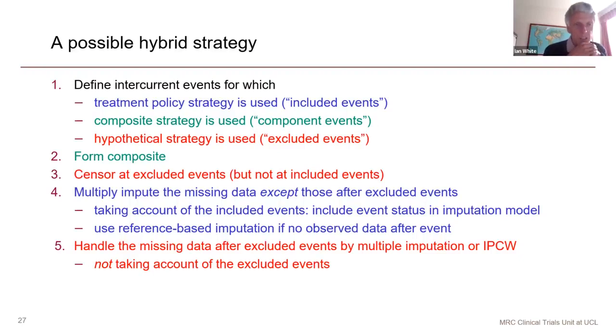And then multiply impute the missing data. As we've said, they're going to be in particular after included events. So you're going to have to take account of these included events, just like you did in the first part of this talk. We'll include the event status in the imputation model. If necessary, use a reference-based imputation, but don't impute missing data after the excluded events. Or if it's computationally easier, do impute them, but then delete them again afterwards. And then you can handle the missing data after the excluded events by multiple imputation or by IPCW.